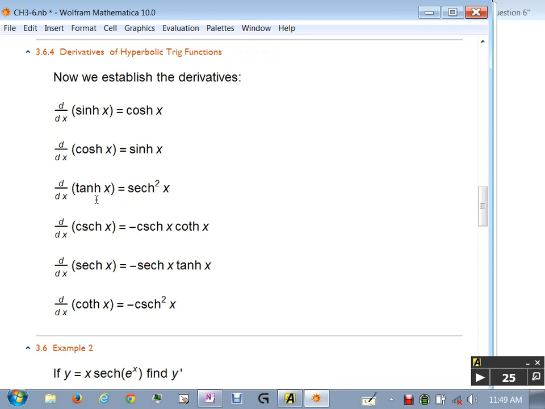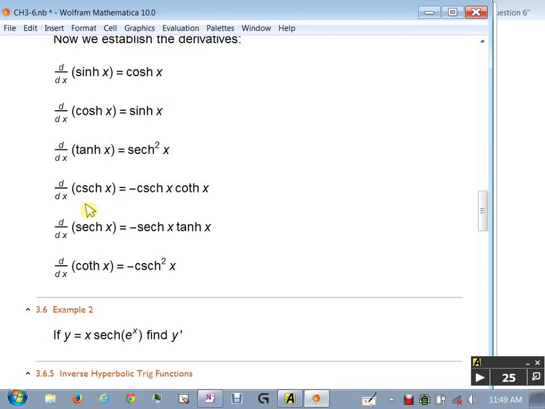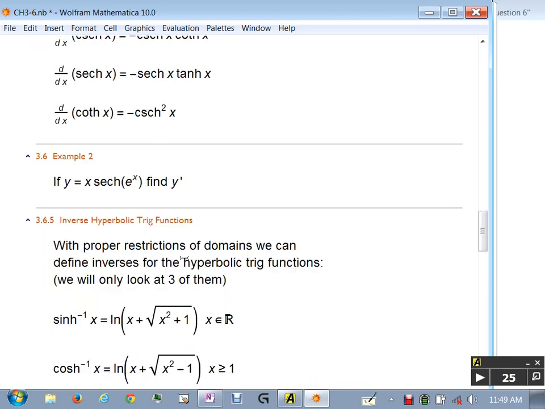Derivative of tangent hyperbolic x is secant squared hyperbolic x, yes. You could prove all of these by just taking these and rewriting them in their exponential form, the way that they're defined, and then just taking the derivative. It's a good exercise to go through that. Derivative of cosine hyperbolic is this and this and that. All right, there you go. So here's an example. We'll just do this quick derivative.